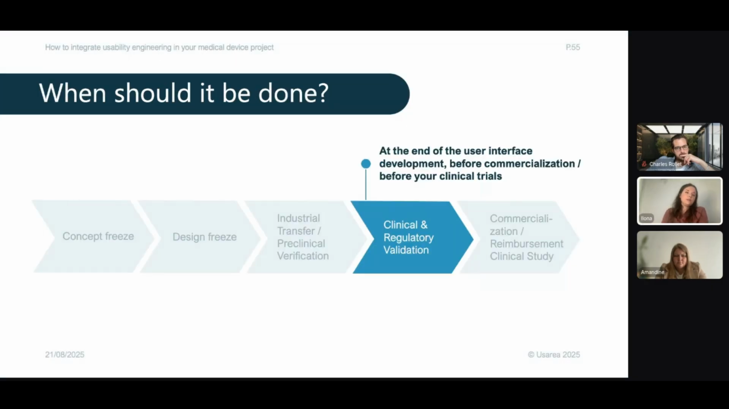So when should it be done? As it has to be done on the final version, the one that is going to be on the market, you have to do it at the end of the user interface development, before commercialization and before your clinical trials.